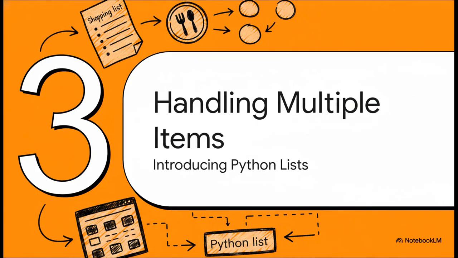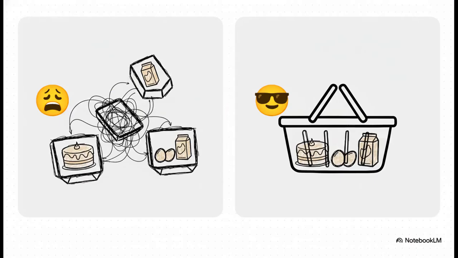Okay, so our program can think. That's awesome. But how does it remember more than one thing at a time? I mean, what if we need to handle a full menu or a long shopping list? Creating a separate variable for every single item, like you see on the left, oh man, that would be a total nightmare. It's inefficient and just a headache to manage.